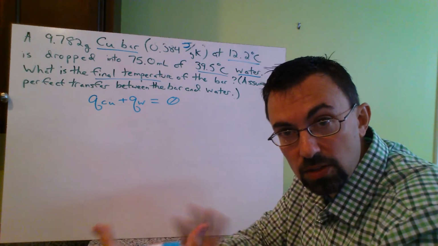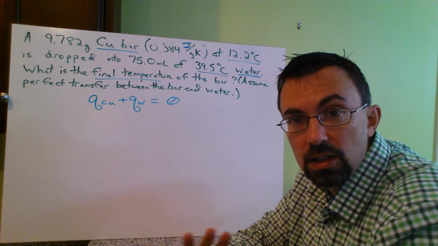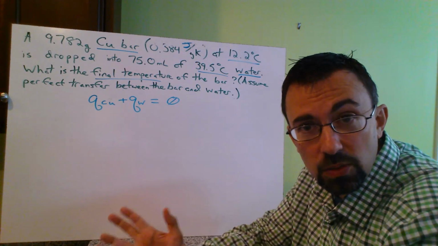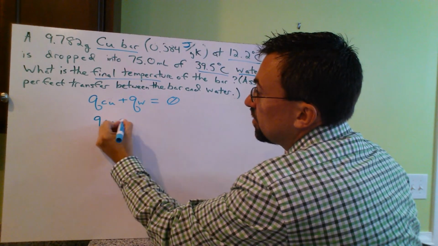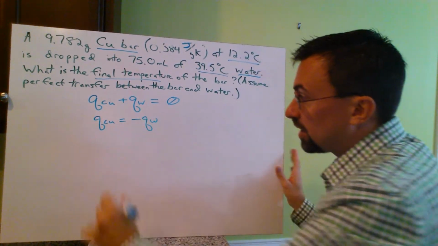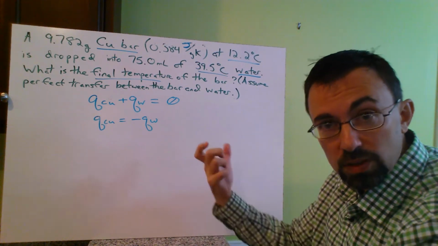It's a yin-yang thing, Jedi, Sith, light and dark, good and evil, however you want to look at it. One thing gains the energy, one loses the energy. So I'm going to rearrange this just to make life a little bit easier for later. I'm going to put that negative sign in now. I'm going to move one to the other side.